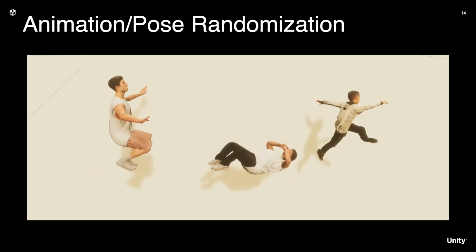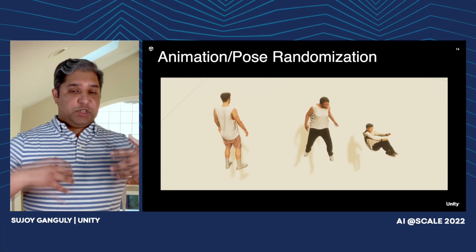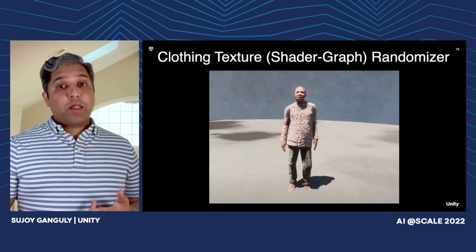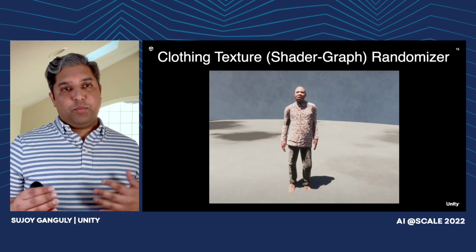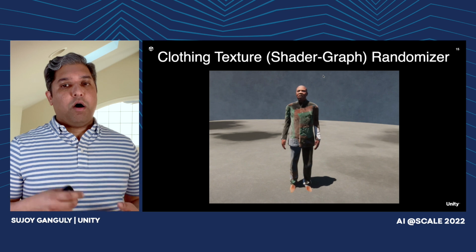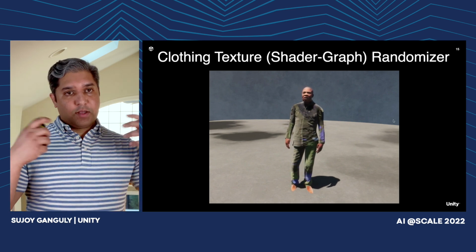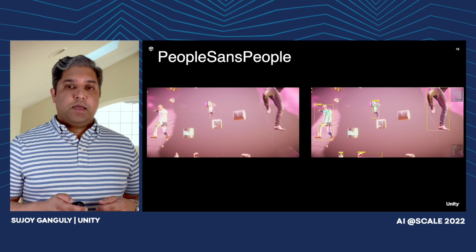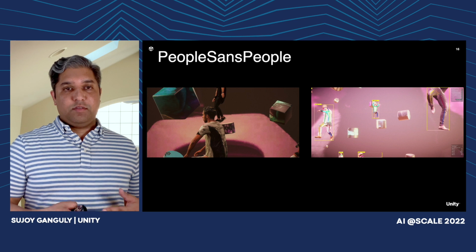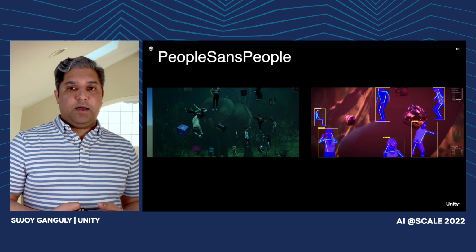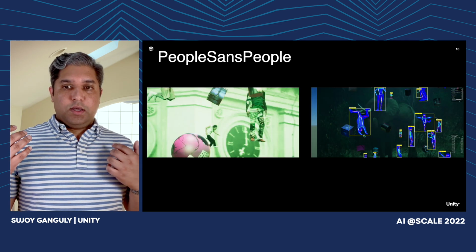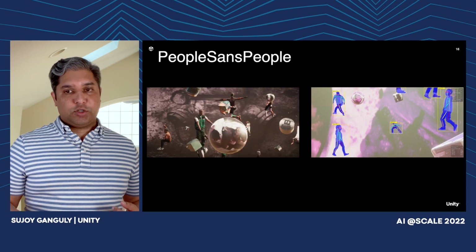Of particular note with People Sans People are the animation and pose randomizer, the ways in which you can change the positions or poses of characters in your scene, as well as the clothing and texture randomizer, which is done with a shader graph method, which allows you to vary the clothing texture and even wrinkles on the clothing. This again provides even richer variations. Putting all of these things together, you end up getting wildly variable scenes if you use the default settings in People Sans People, and you'll get images that come with bounding box labels, key point labels, as well as instance segmentation labels.